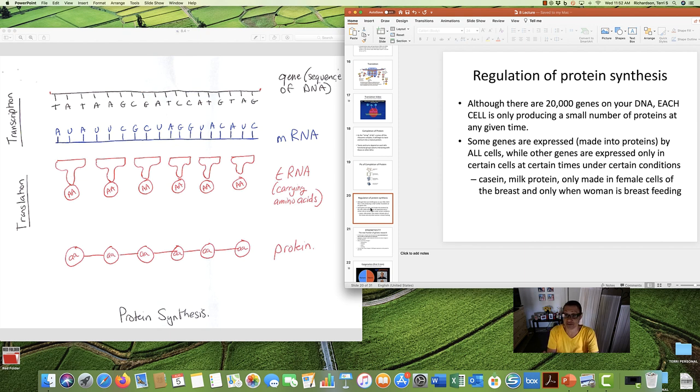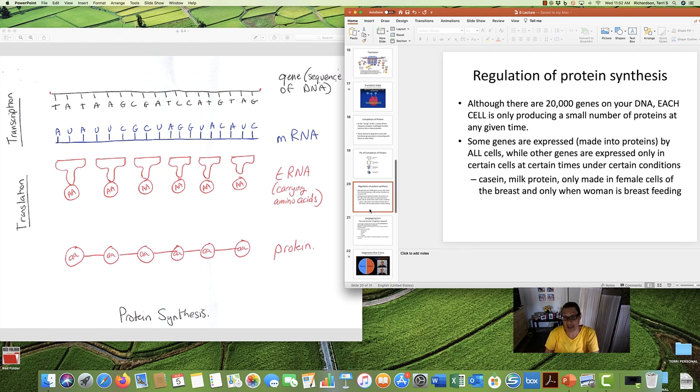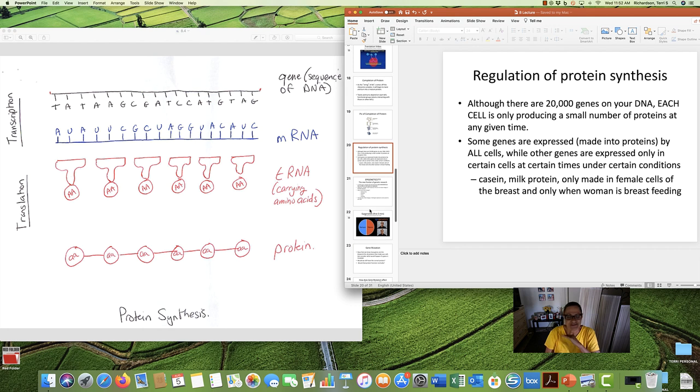And cells can start and stop making proteins at different points in the lifespan of that organism. Fascinating stuff. Regulating this protein synthesis. It's not all go all the time. So let's just make what we need for what cell we are.